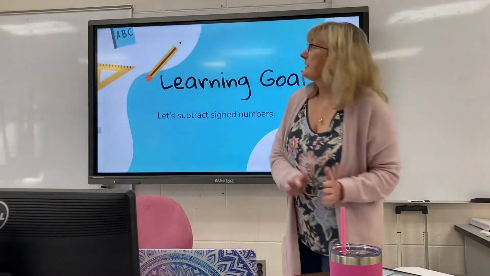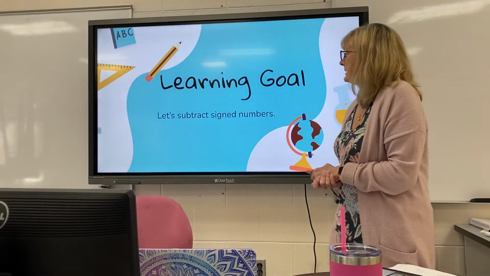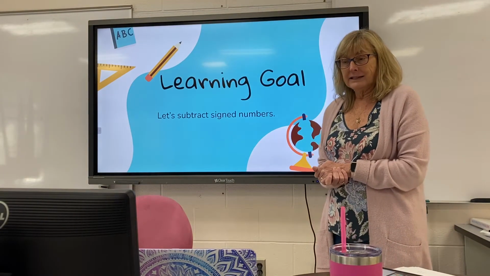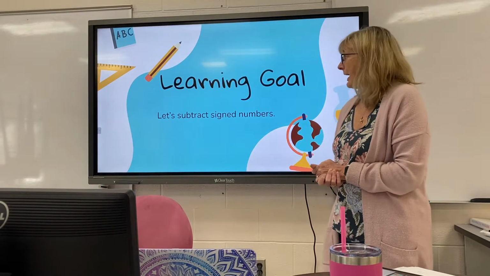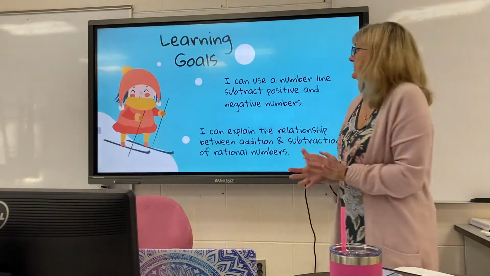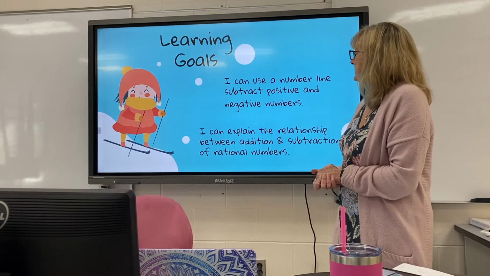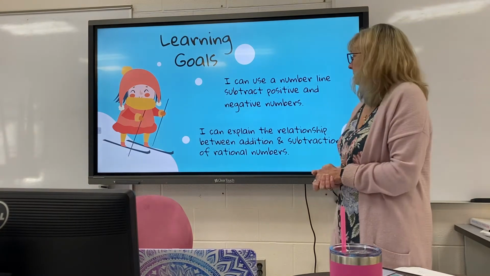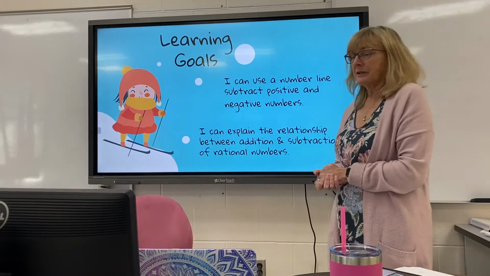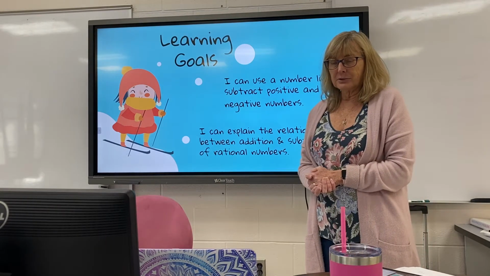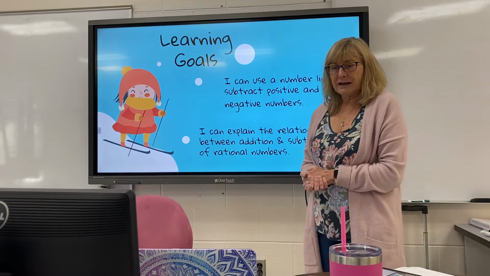All right, so our learning goal for today's lesson is let's subtract signed numbers. We've been adding them, and today we're going to talk about subtracting them. By the end of the class, you should be able to use a number line to subtract positive and negative numbers, and you can explain the relationship between addition and subtraction of rational numbers. Okay, who remembers what a rational number is?